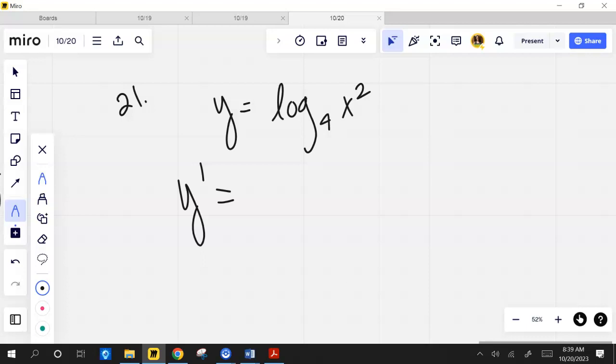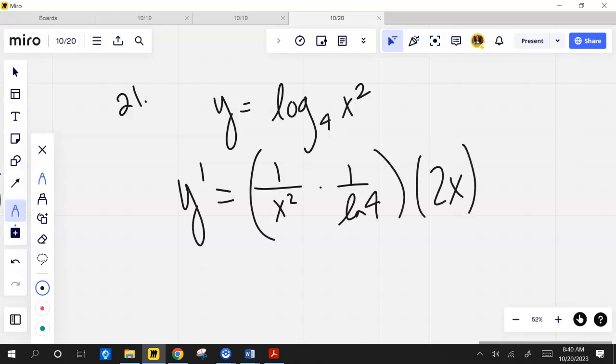All right, derivative here. 1 over x, but x is x squared, times 1 over the log of 4. I don't know what I'm going to do about that test is why I was asking. Let me go ahead and chain it. That's 4.